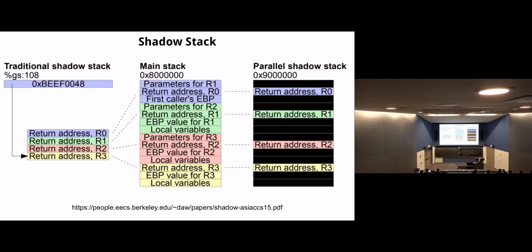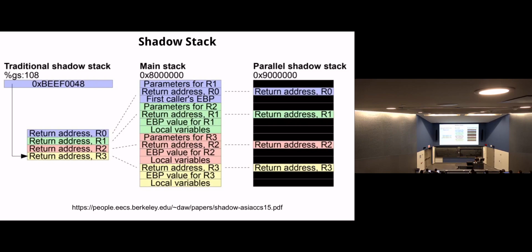To make it backward compatible, the main stack still looks like this. However, at the same time, we maintain another stack, which we call the shadow stack. The shadow stack doesn't have anything else, only the return address. So we have another shadow stack at another location, and we assume the attacker can overwrite the main stack, but they cannot overwrite the shadow stack. Also, they cannot read the shadow stack. This is not a very strong assumption.